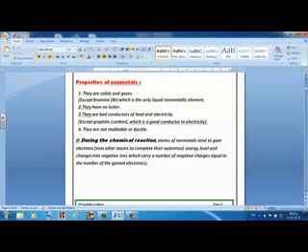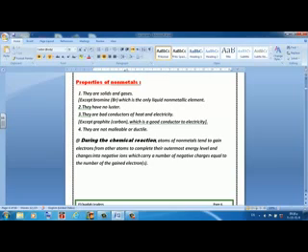Number 3, they are bad conductors of heat and electricity, except graphite or carbon, which is a good conductor of electricity. Number 4, they are not malleable nor ductile. I mean they cannot be shaped.